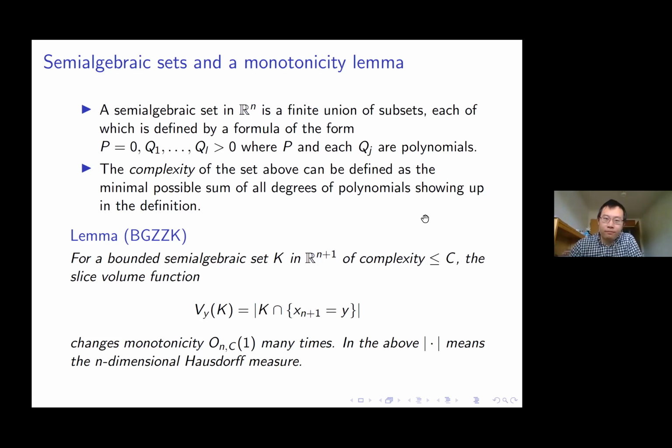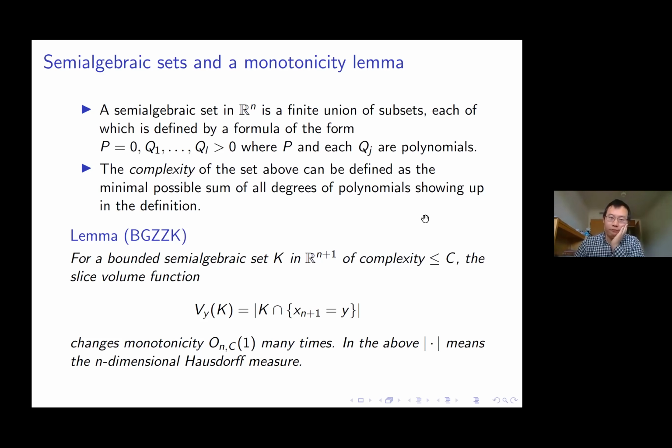So a semialgebraic set is a generalization of algebraic sets, which we're more familiar with. It's just a finite union of subsets, each of which is defined by a formula of the form some polynomial equals 0, some polynomials bigger than 0. So this kind of formula. So for example, the closed square in the plane is a semialgebraic set. Even if you put it into R3, it's also a semialgebraic set. So each P and Qj, those are polynomials. And we can loosely define the complexity of such a set. I define it to be the minimal possible sum of all the degrees of polynomials showing up in the definition.